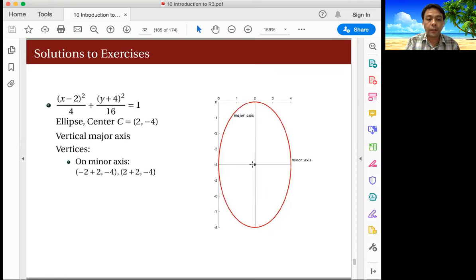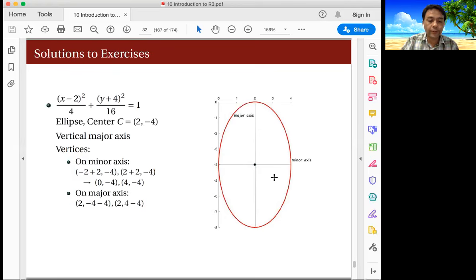And you just add plus or minus 2 to the center 2. So when we add -2 to the center 2, we get 0. And then when we add 2, we get 4. So on the minor axis, the coordinates of the vertices are at 0, -4, and at 4, -4.